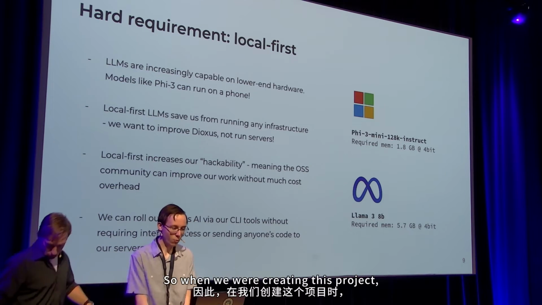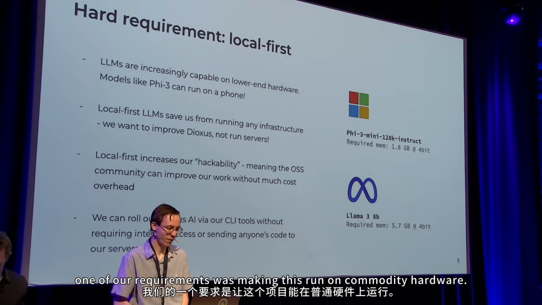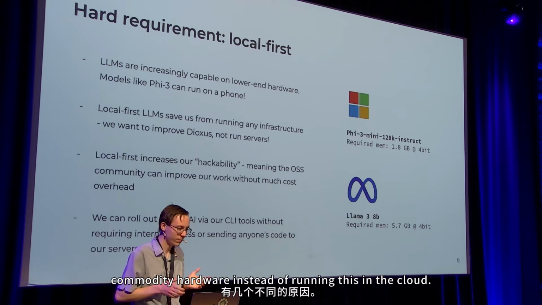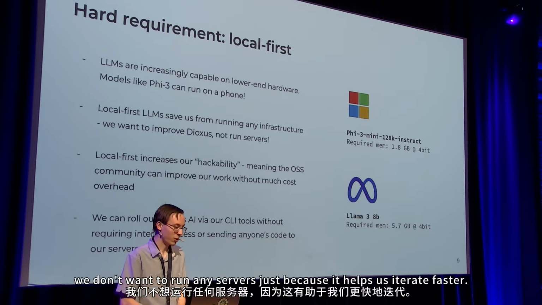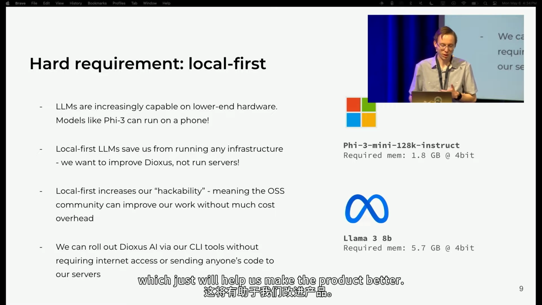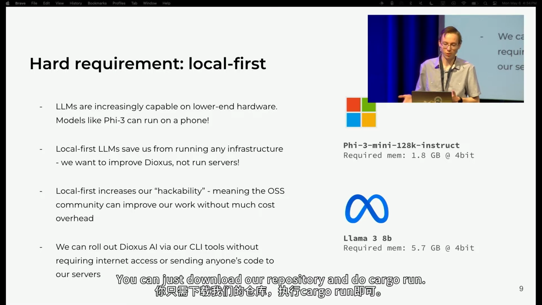All right. So when we were creating this project, one of our requirements was making this run on commodity hardware. There's a couple different reasons we wanted to target commodity hardware instead of running this in the cloud. First, local models are getting pretty good. They can generate code that is almost as good as Llama 70B, and with fine-tuning, much better. Next, we don't want to run any servers, just because it helps us iterate faster. We can ship code to you faster, and you guys can give us feedback faster, which will help us make the product better. And it also makes it easier to contribute to if there's not a server running. You can just download our repository and do cargo run, you're done.